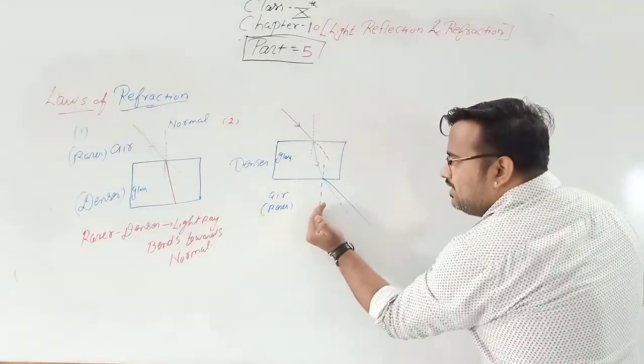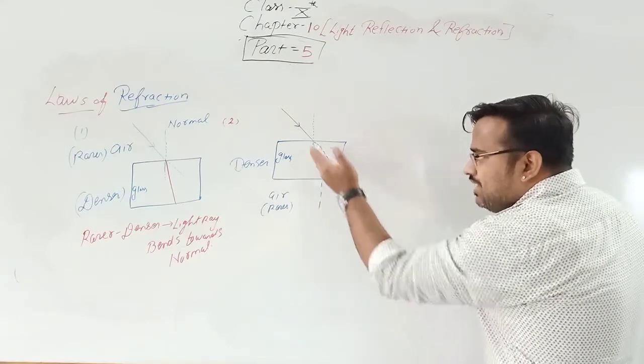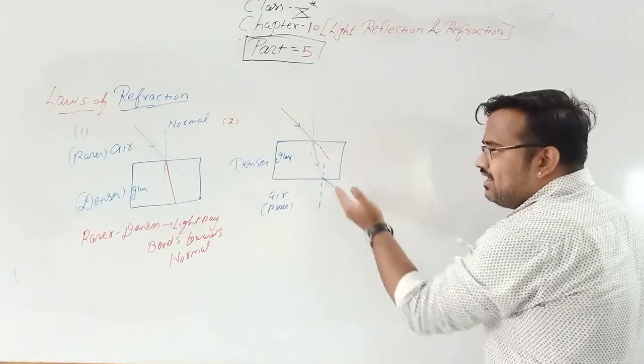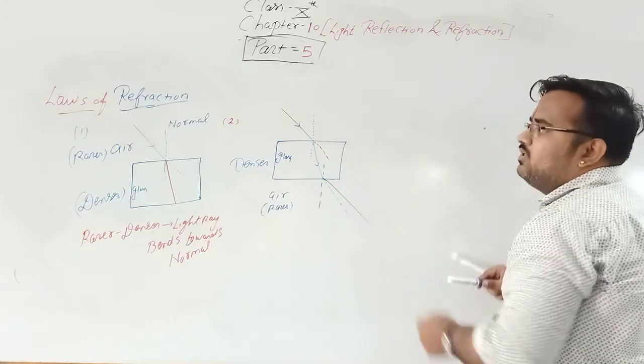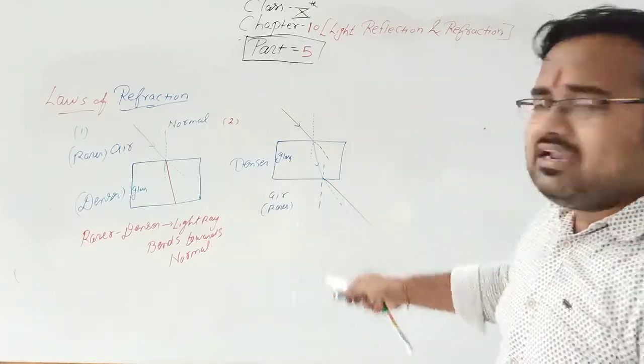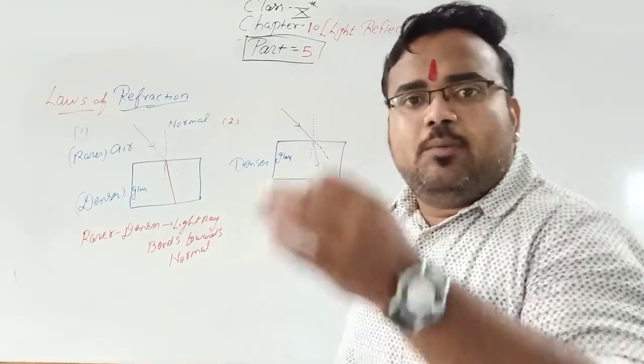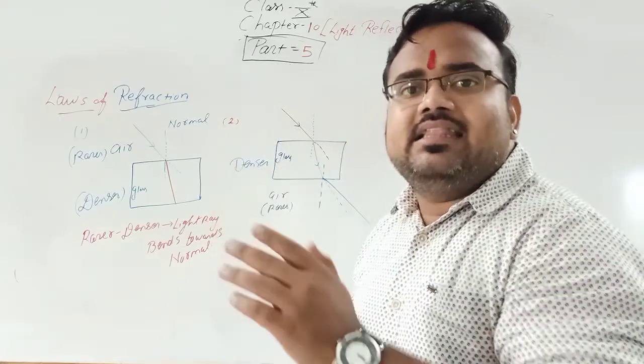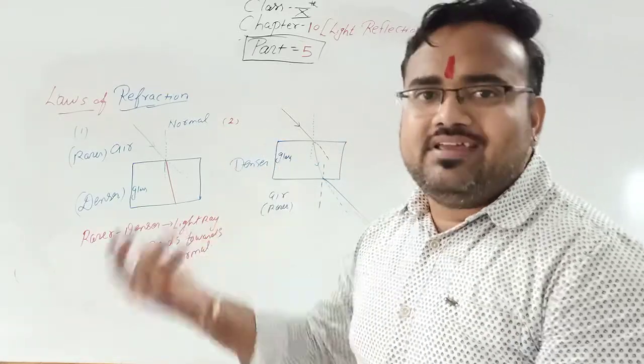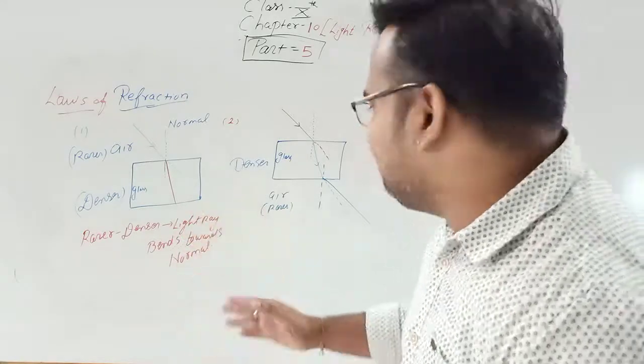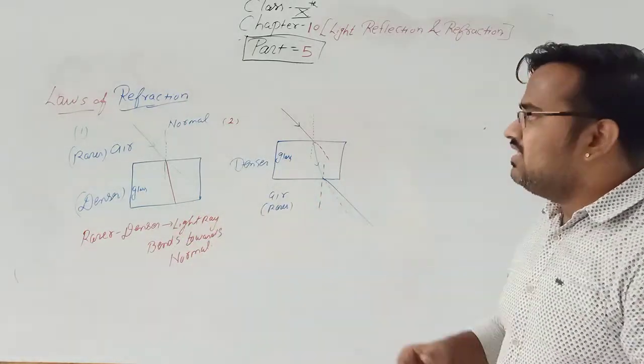See, this is the normal. This is the original path which should be followed by the emerging ray, but it is bent away from the normal. The second law says that when the light ray travels from denser to rare, then the refracted ray, or we can say the emerging ray, is bent away from the normal.